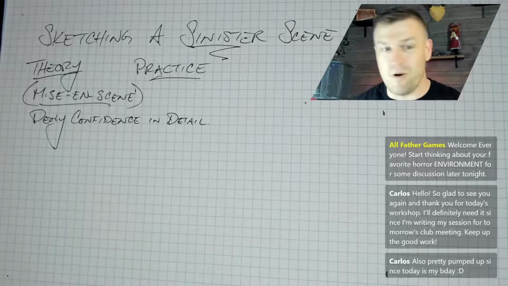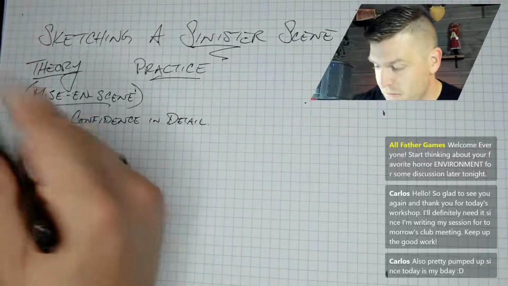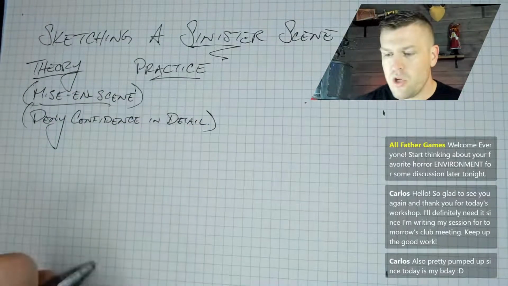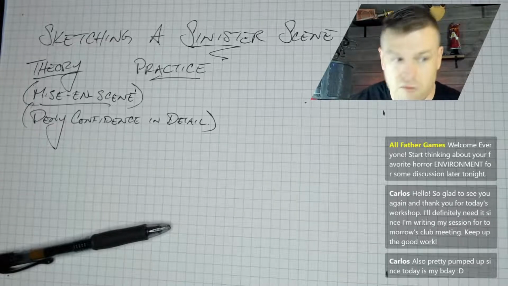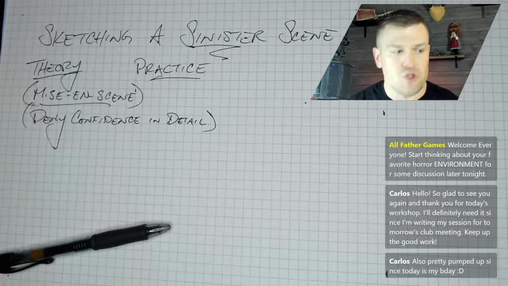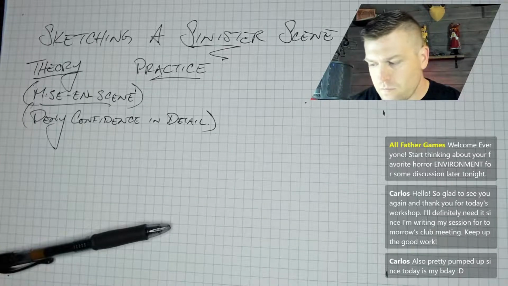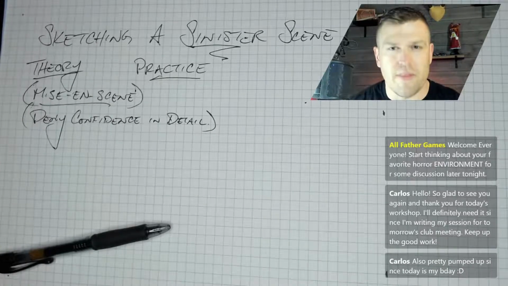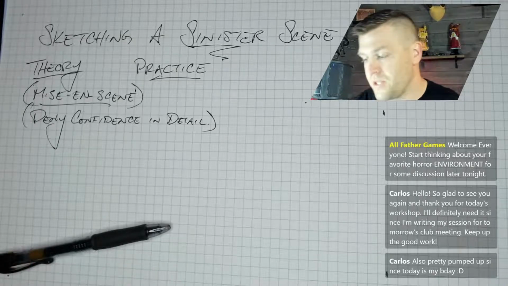Hopefully, one of these things will be especially useful to you tonight. So, deny confidence in details. That means we can use the fog of war. We need to use the fog of war. Anything that we can do to create uncertainty, right? That's what we're looking for. That's the word we're looking for. We need to create uncertainty.